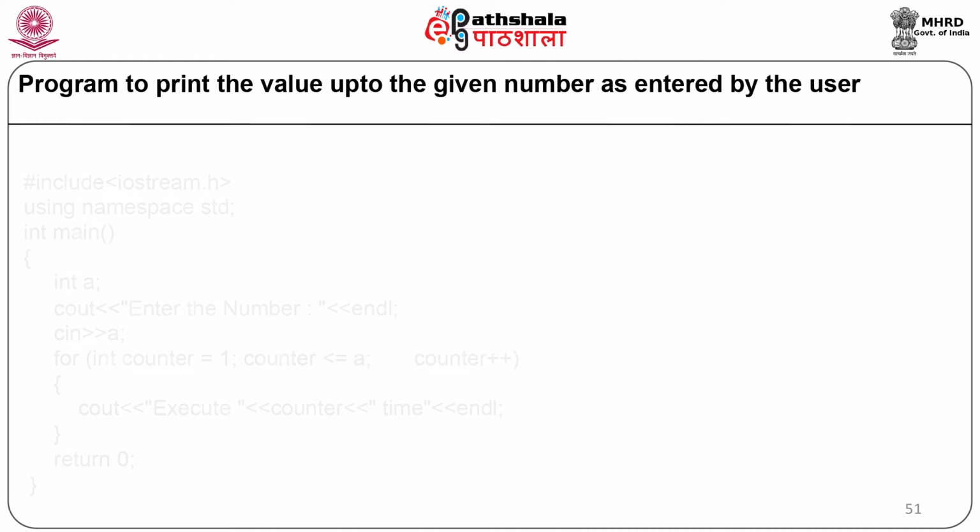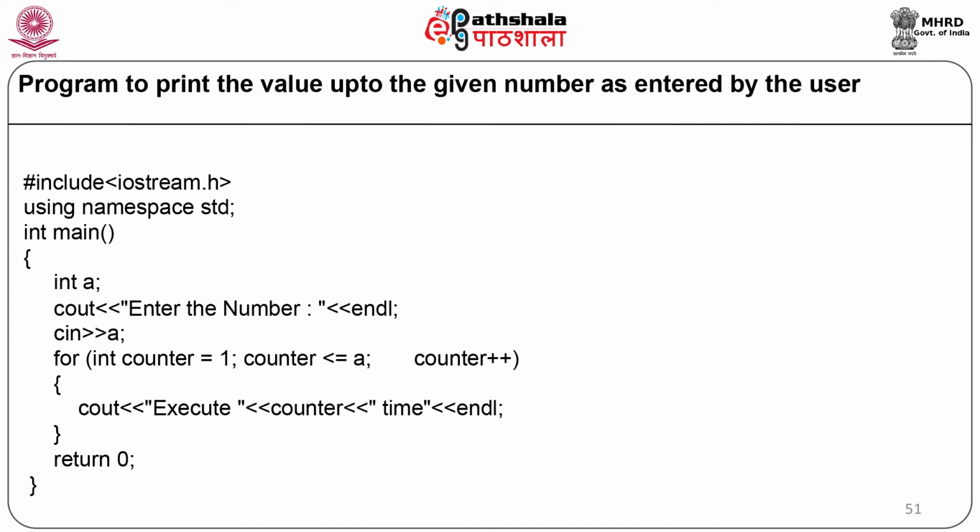We will start with the program: #include <iostream>, using namespace std, int main. Inside that we are declaring the variable integer a. We are displaying the message to the user, "Enter the number", and taking the input from the user as cin >> a. Now, we are going to have a for loop.